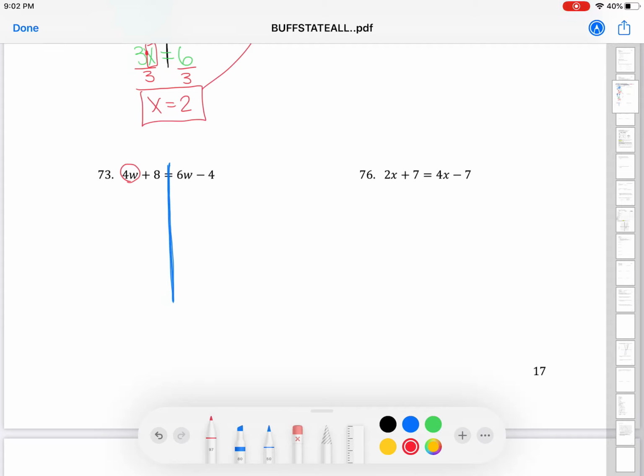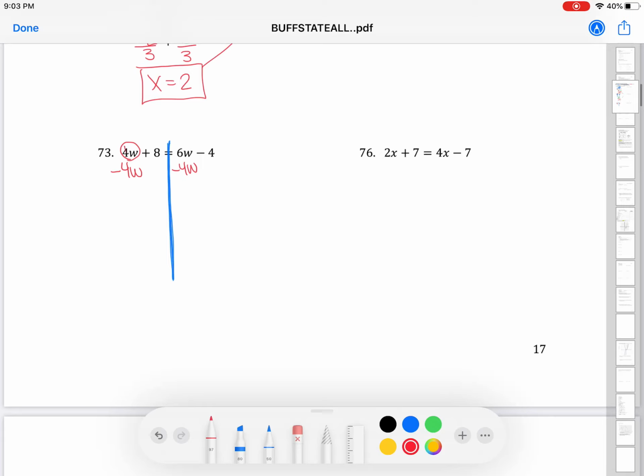Okay, so I'm going to continue moving the smaller of the two. So the smaller between 4 and 6 is 4. So I'm going to move this term over. It's a positive 4W, so to undo that, I'm going to subtract 4W from both sides. And again, on the right side, notice that I put it underneath the 6W so that I can ultimately combine them. Okay, so 4W minus 4W will cancel, and I'm just left with an 8.